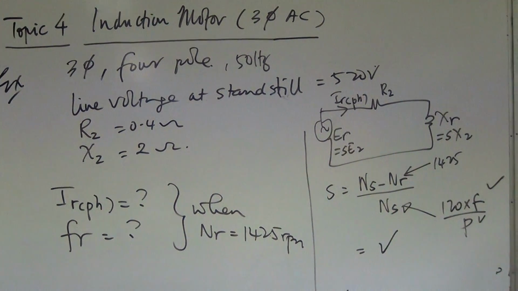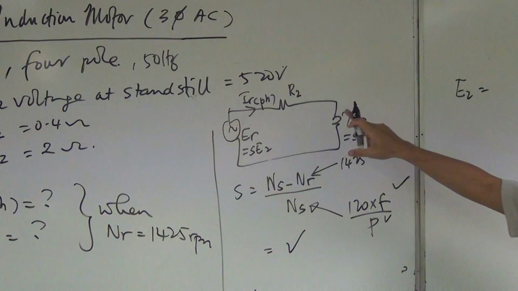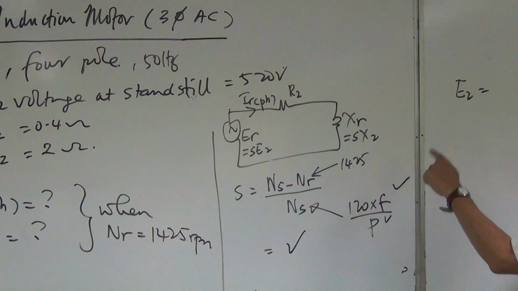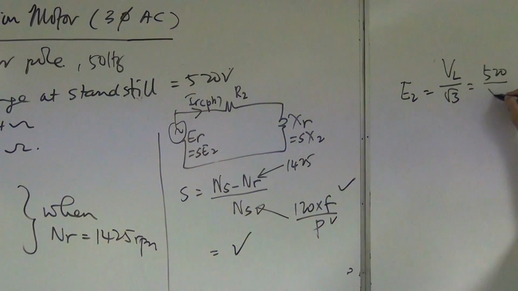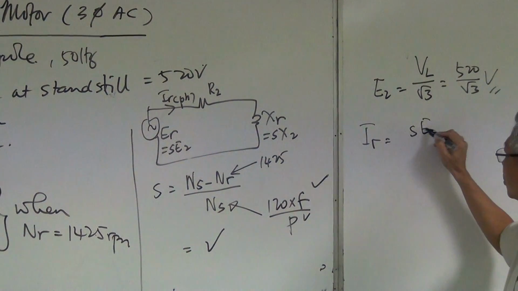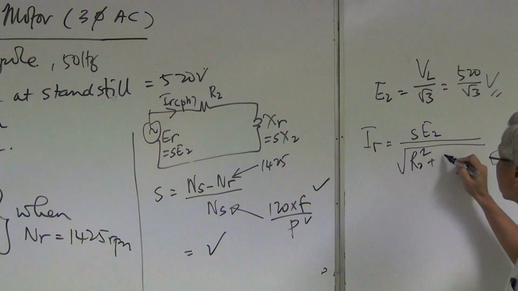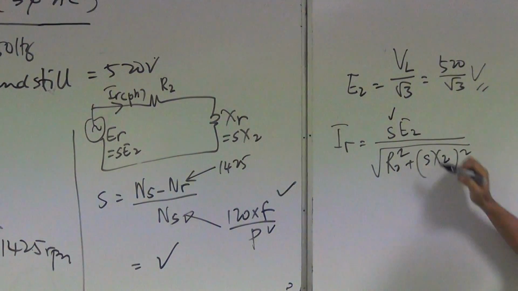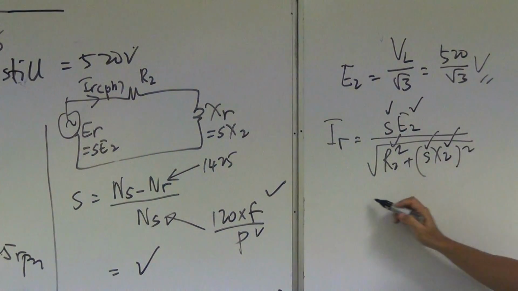Then you ask yourself, what is E2? E2 is the standstill voltage. The question says the line voltage is 520, but this circuit is single phase, so you must find the phase voltage. Phase voltage is the line voltage divided by square root 3, so 520 divided by square root 3. Therefore IR is equal to SE2 divided by the square root of R2 squared plus (SX2) squared. Have I got slip? Yes, I calculated it. Have I got E2? Yes. R2 is given, slip calculated, X2 is given. So current can be found.